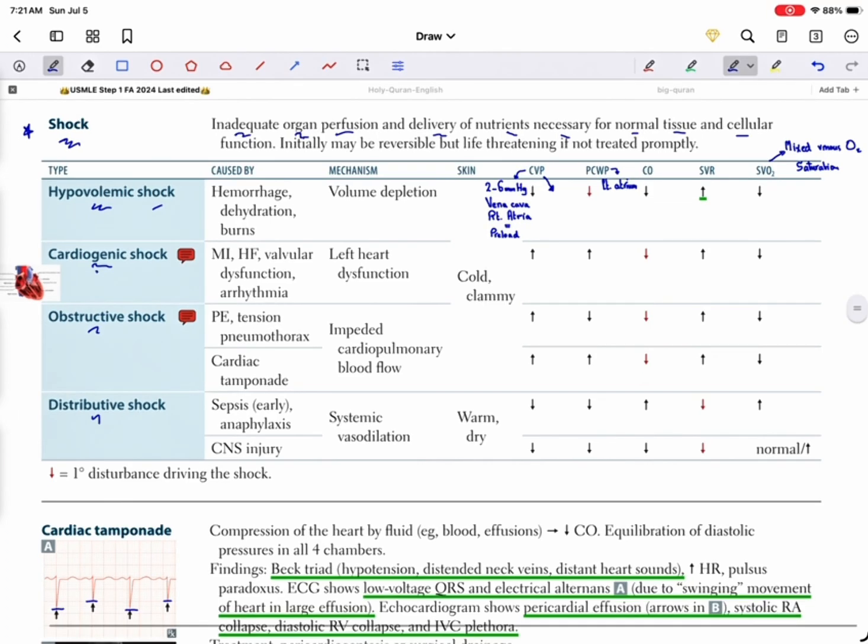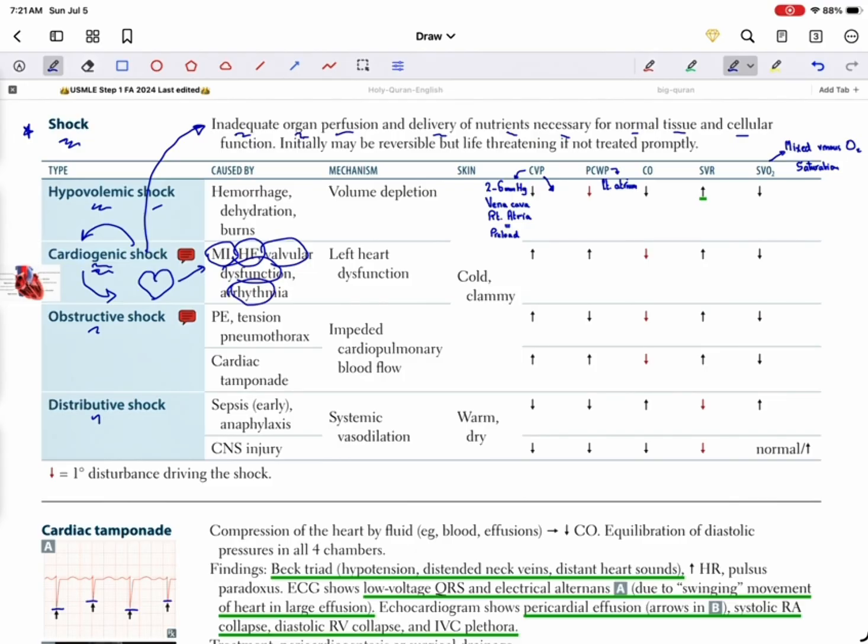Let's start with the cardiogenic shock. We said that shock is inadequate organ perfusion. Cardiogenic means that it is related to the heart. Okay, related to the heart, as in myocardial infarction, heart failure, valvular dysfunction, or arrhythmia. All of these will cause the mechanism, which is left heart dysfunction.